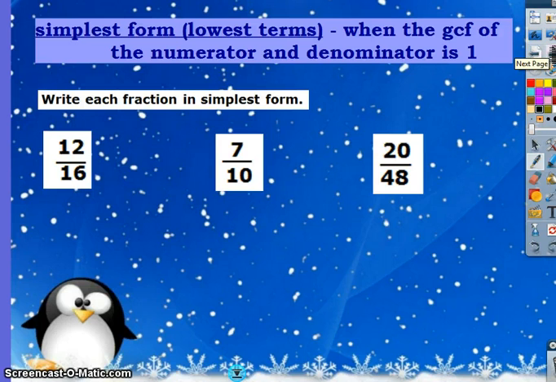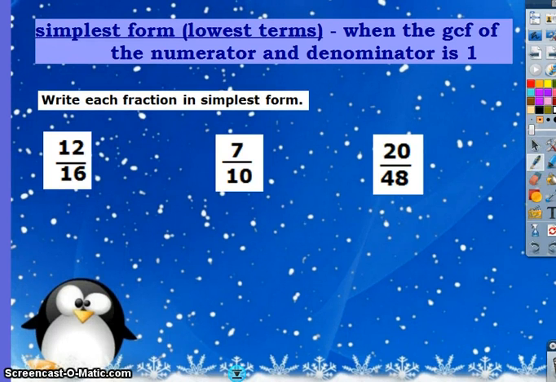Simplest form, and you've probably heard about simplest form in 5th grade, is when the GCF of the numerator and the denominator is 1. Okay, so what you actually do is you divide until you can't divide by the same number in the numerator and the denominator anymore. So 12 and 16, and you can divide by whatever number you want. So you think of common factors between the 2, 12 and 16. Well, I know that 4 goes into both of them. So let's divide both by 4, and we end up getting 3/4.